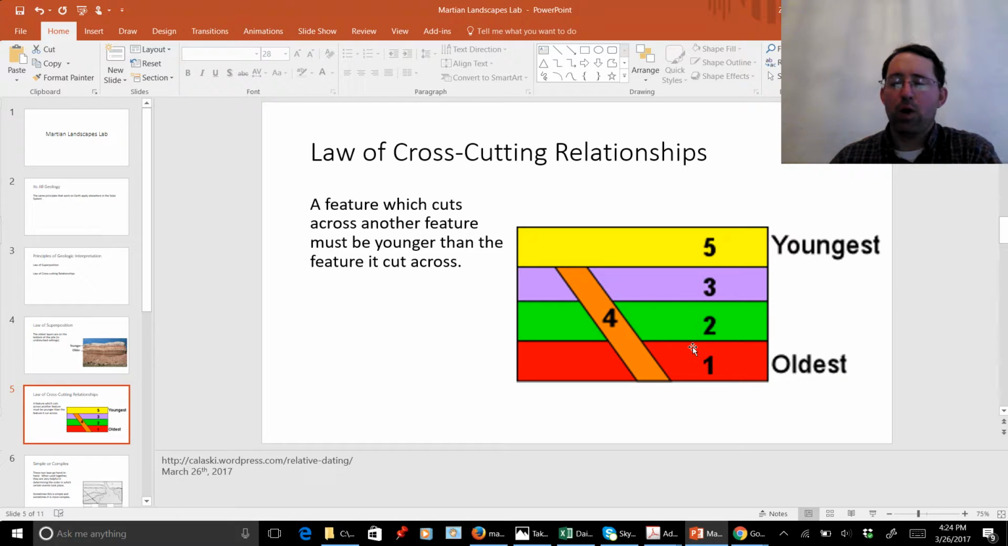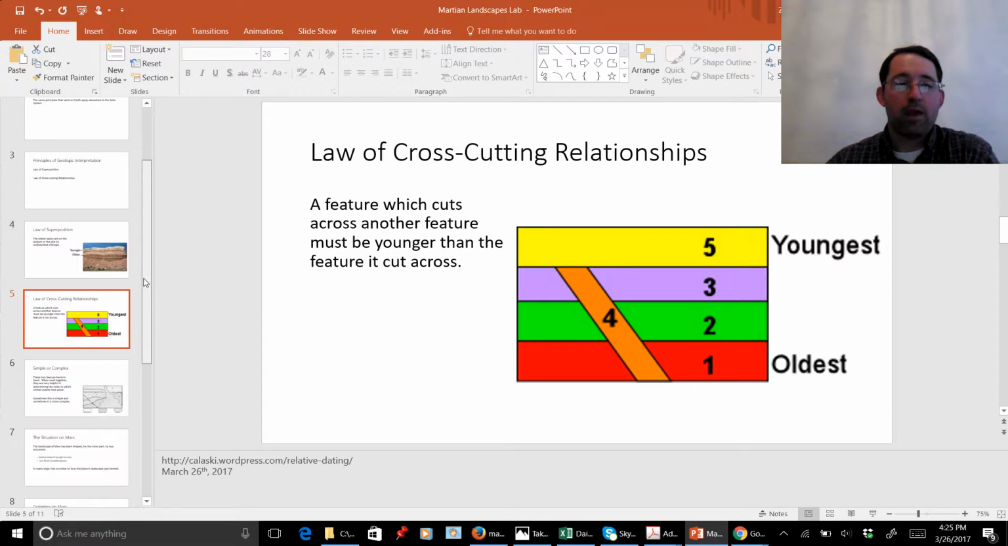It cuts across them. 1, 2, and 3 are not going to form around something like this, except in a few extremely unusual circumstances, and those are for a geology class, but it's extremely rare for a landscape to form around a disturbance like number 4 would be. But here we see 5 is the youngest because it cuts across number 4 by implication. We're going to see that a lot, and you're going to use that principle a lot in this lab.